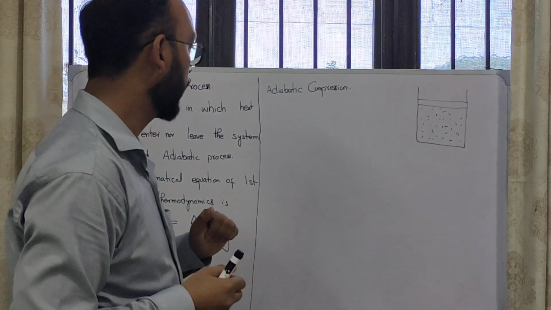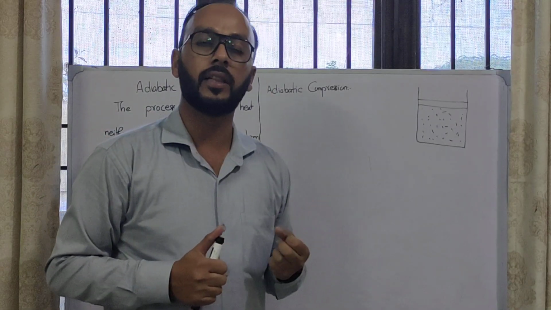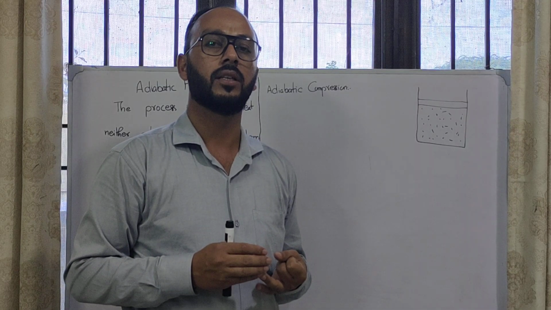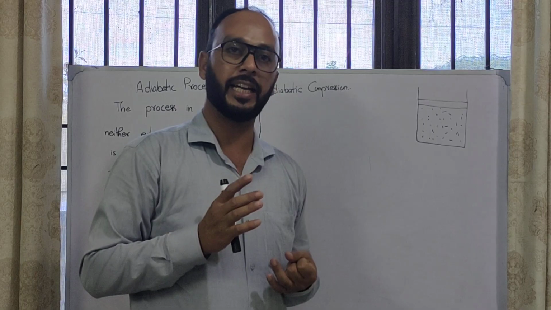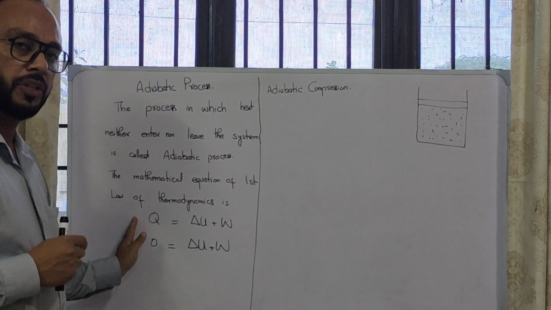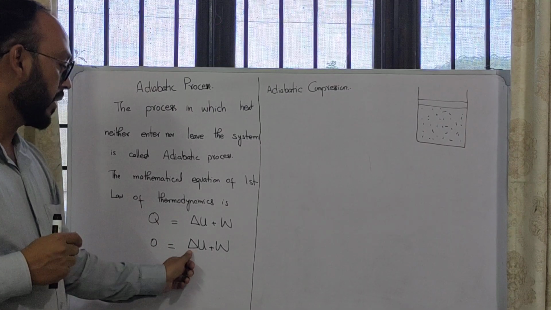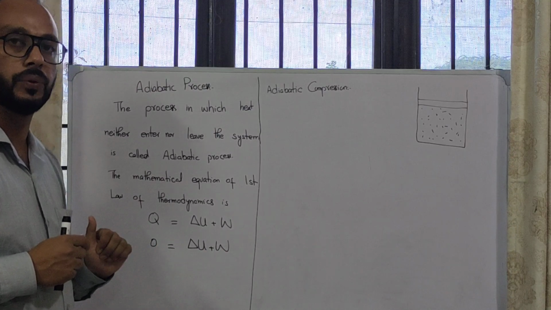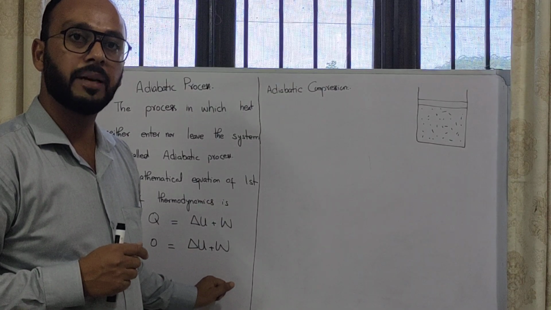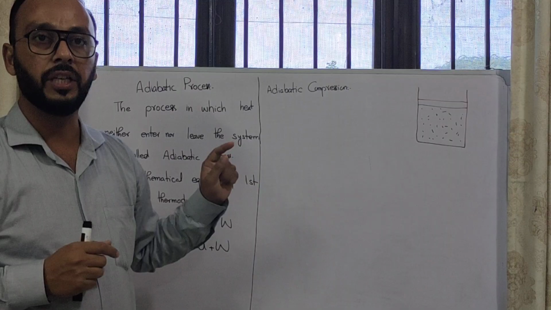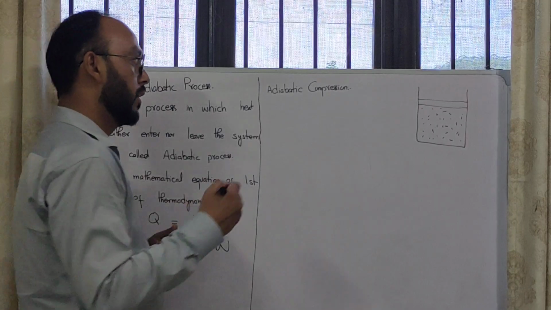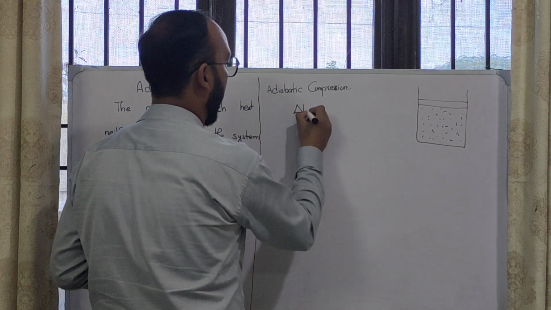Let's see how. As we already learned, work done by the environment on the system is negative. From our first law of thermodynamics equation, under adiabatic condition we have ΔU + W = 0. In this case, when the system undergoes adiabatic compression, the work done sign convention is negative. So our equation will become ΔU = -W.